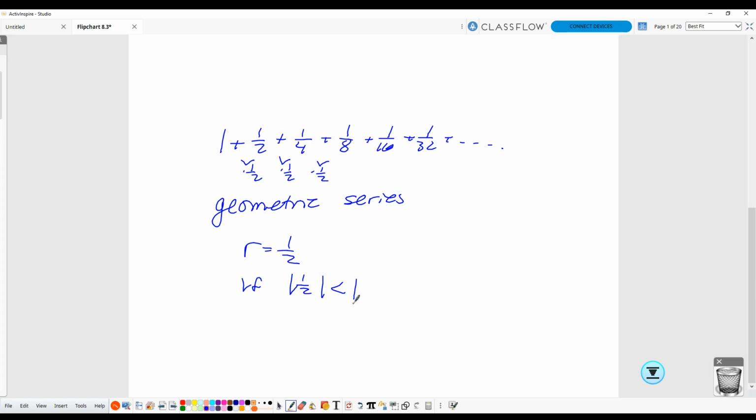Does anyone remember the formula for what it converges to? It's 1 over 1 minus R, but times A, the first term. And the first term in this particular case is 1. So it's 1 over 1 minus 1/2, which is 1 over 1/2, which is 2, the thing you've been saying.